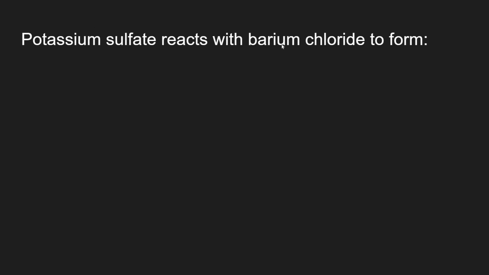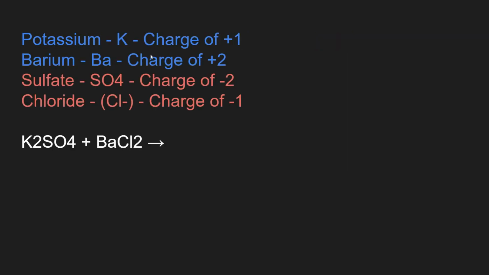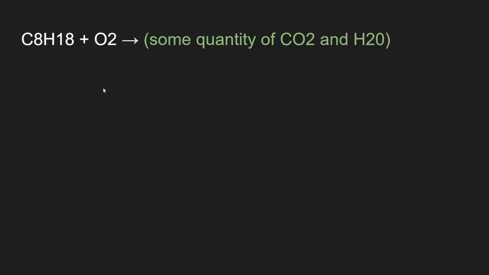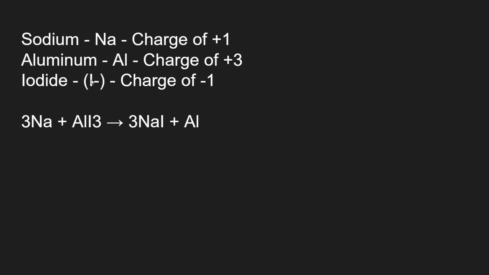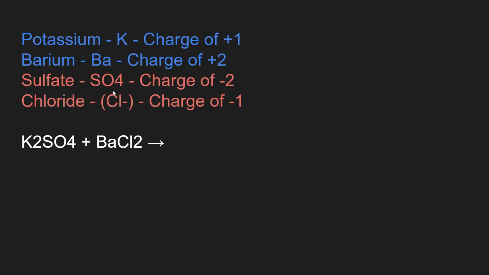Potassium sulfate reacts with barium chloride to form. So we know potassium is positive, barium is positive, sulfate is negative, chloride is negative. So then potassium is a charge of +1, barium is a charge of +2, sulfate SO4 has a charge of -2, and chloride, as I mentioned earlier with iodide, let me go back to that, I negative. Over here it is Cl negative, just to distinguish it from the element, which is just Cl. And that's a charge of -1. So we write that out.